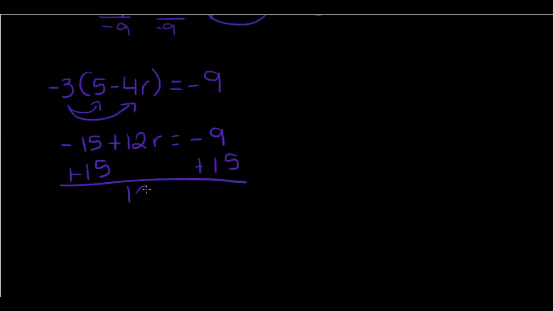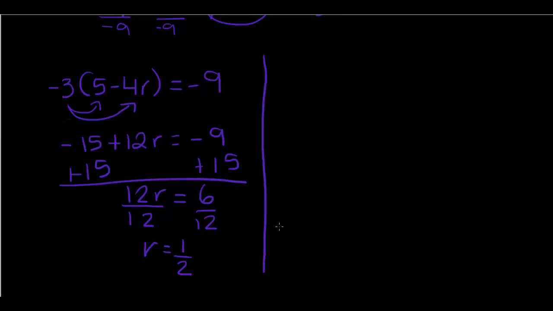So that's going to be 12r equals negative 9 plus 15, which is 6. We divide both sides by 12. And then we simplify, this becomes 1 over 2. And again, we are going to check our answer because that's what we want to do when we solve equations.